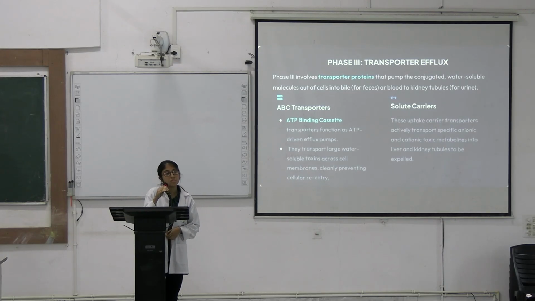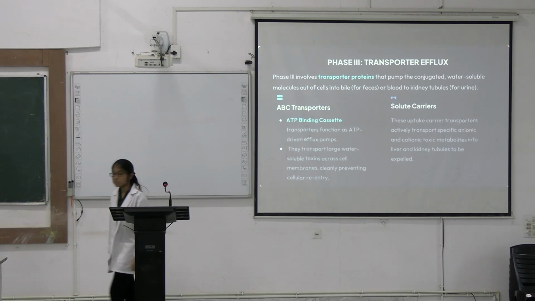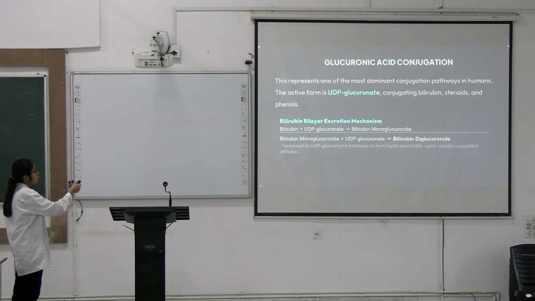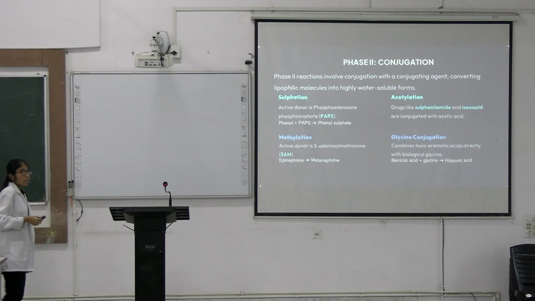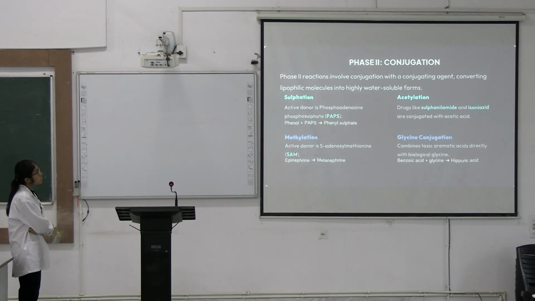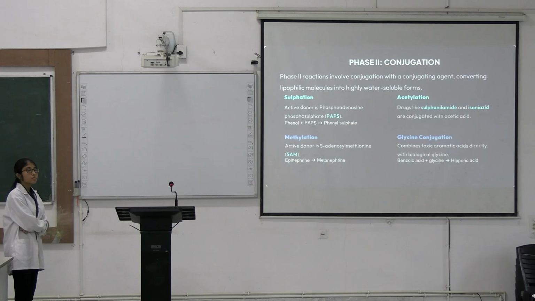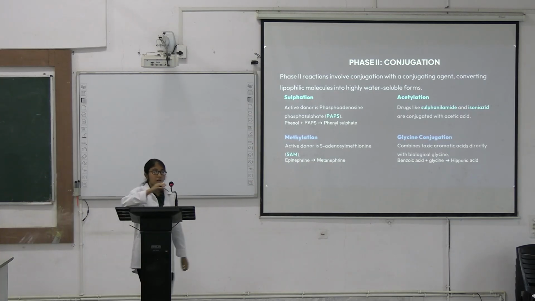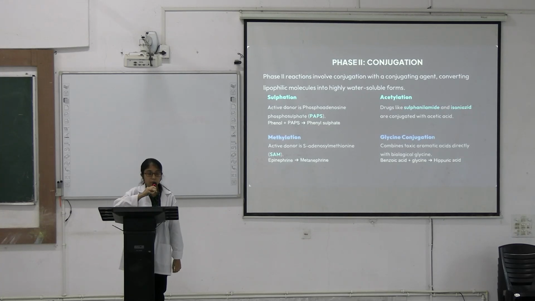Fine. So go to the previous slide where you have this conjugation reaction. Okay. This conjugation reaction, phase 2, you give some example here. Conjugation with glucuronic acid. Unconjugated bilirubin will be conjugated with glucuronic acid to form conjugated bilirubin.